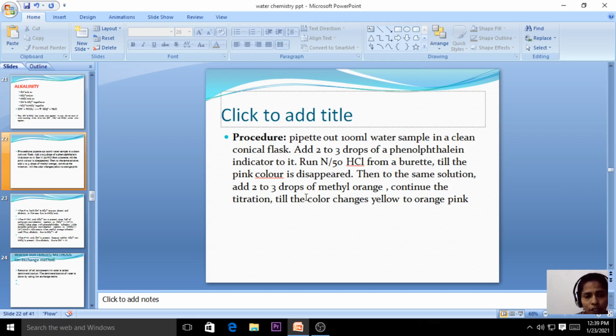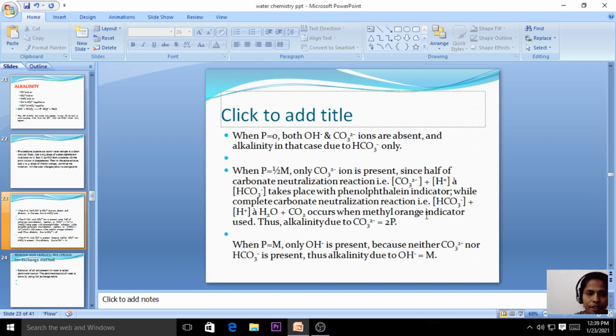Now we are continuing the titration with the hydrochloric acid. Now we are getting the color change from yellow to pink. So this pink color is indicating the methyl orange endpoint. The methyl orange endpoint indicates half neutralization of carbonate and complete neutralization of the bicarbonate. So by using this relationship, we can identify what ions are present in the water sample.